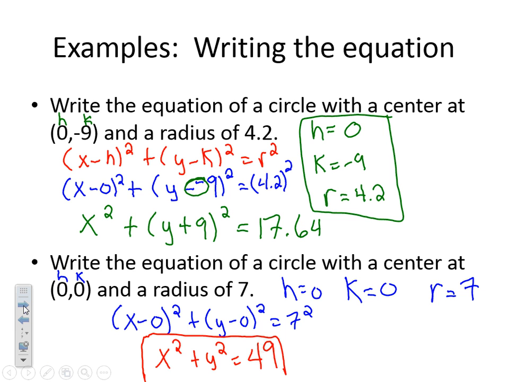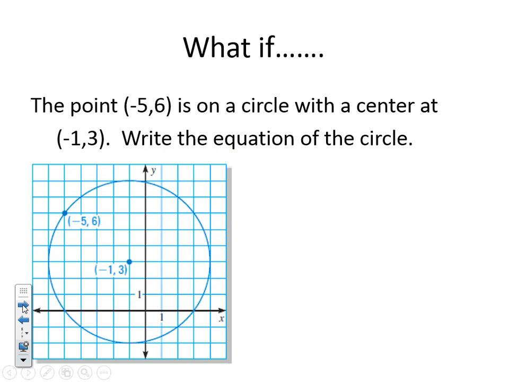So this is how we're going to be writing equations using words. Now, what if I give you a point (-5, 6) on a circle with the center at (-1, 3), and I want you to write my equation? What's really important here is our center is our h and our k. So I know my h is negative 1, and I know my k is 3. What I don't know is my radius.